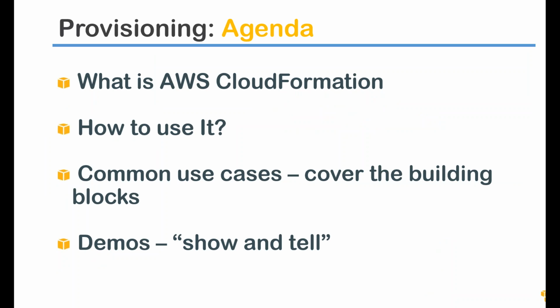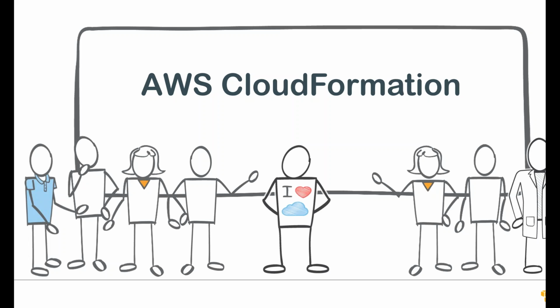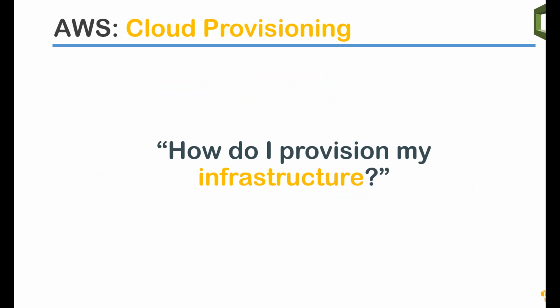So basically, this is the agenda for the next 1 hour. What is AWS CloudFormation, how to use it, what are the different use cases, what are the best practices, and finally a demo where we will show and tell what the code is and what the code exactly does. So the question that we are trying to answer here is, how do I provision my infrastructure? What are the tools that I have? What are the difficulties with the existing tools?